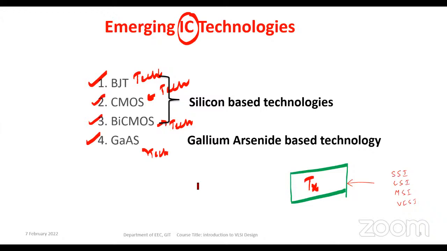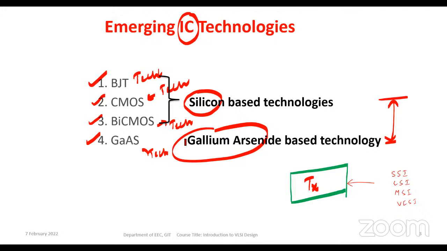The basic classification or difference between the IC technologies is also based on the type of material that we are using for the transistor. For example, if silicon is the material you're using for your transistor, then it is called silicon based technology. If you're using gallium arsenide based material for your transistor, then it is called gallium arsenide based technology. Sometimes we also use carbon nanotube FETs, so this is called CNFET technology.